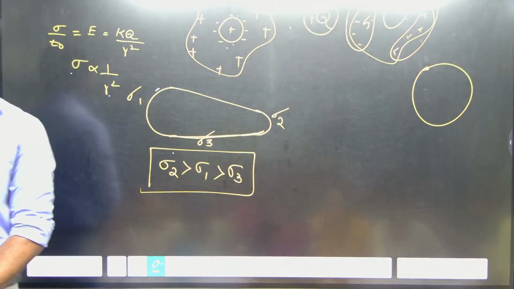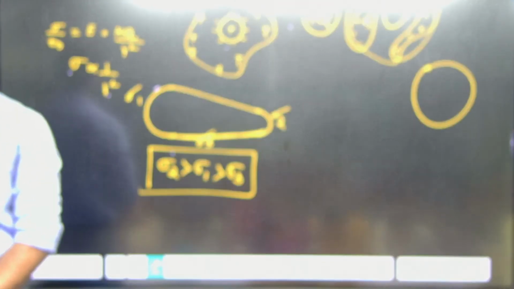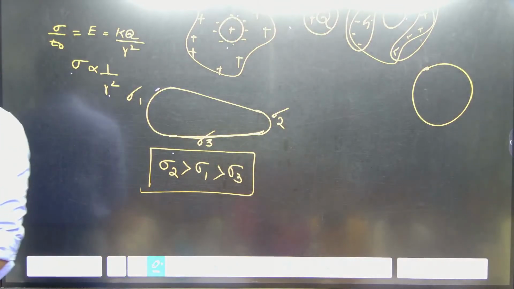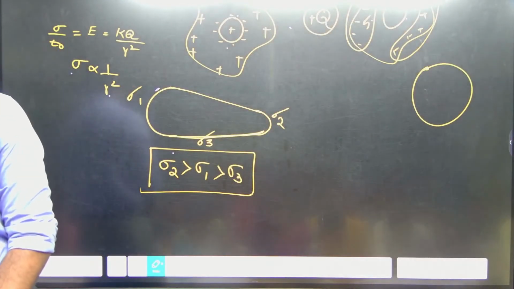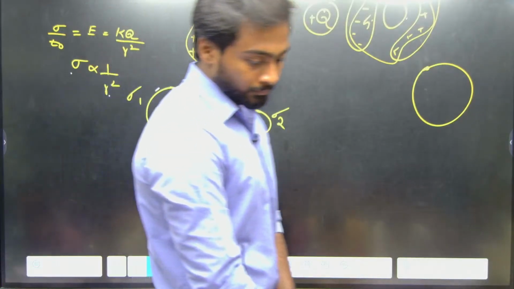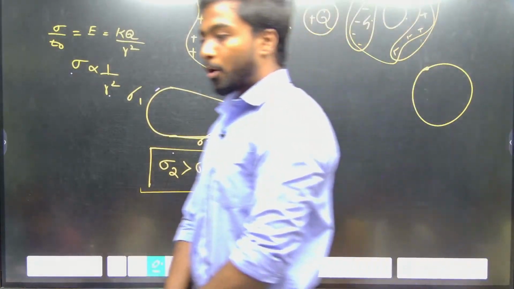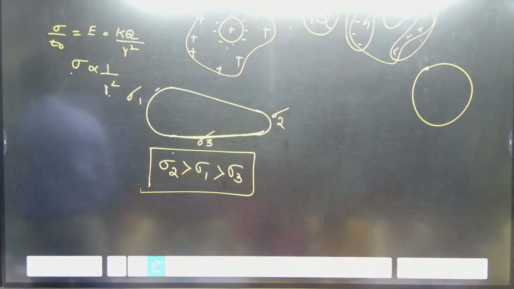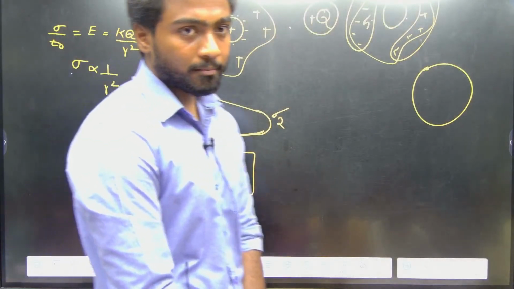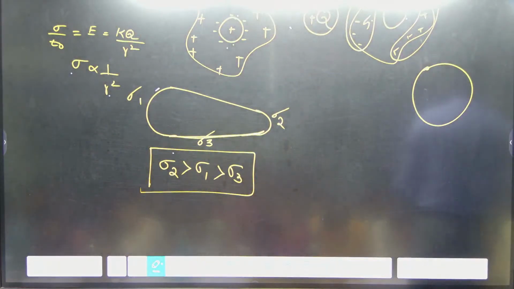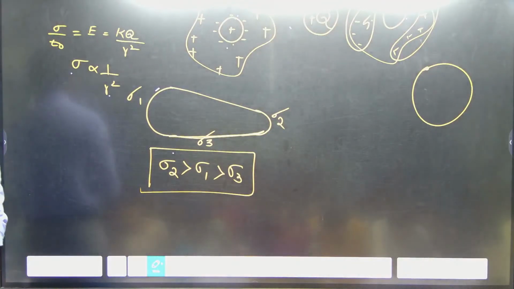The next topic is properties of conductor regarding potential. The properties of conductor regarding potential. First point: the entire solid surface of a conductor is equipotential.